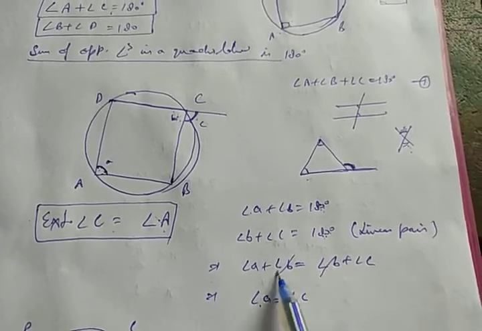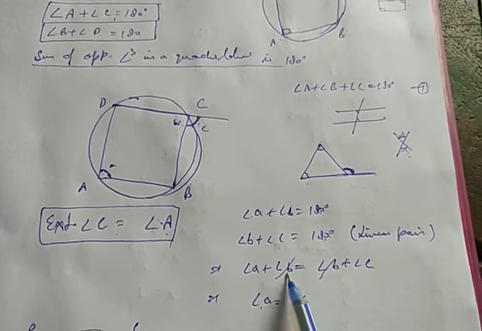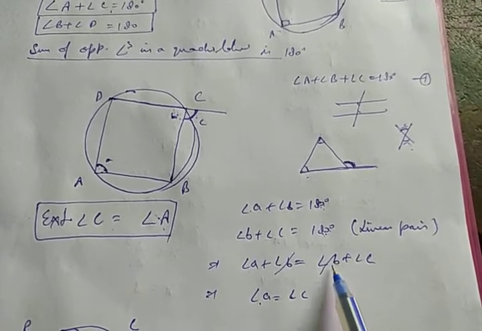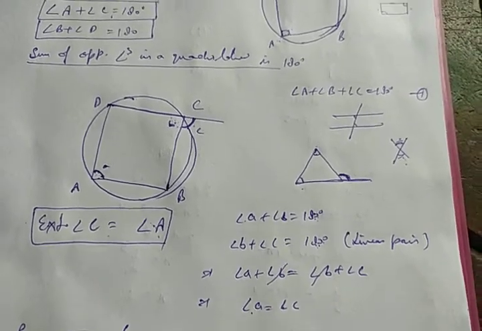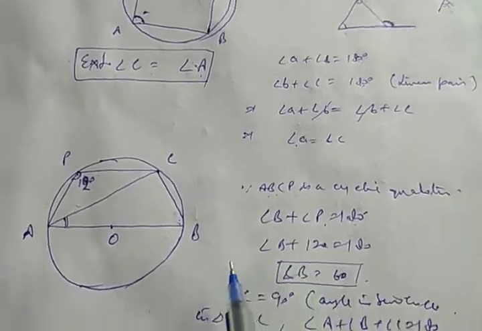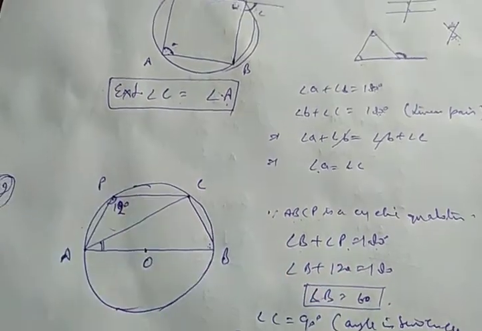When you equate these two, angle B is coming on both sides of the equal sign. This is an equal quantity, so this will be cancelled. You will get angle A is equal to angle C. In this manner, this can be obtained.